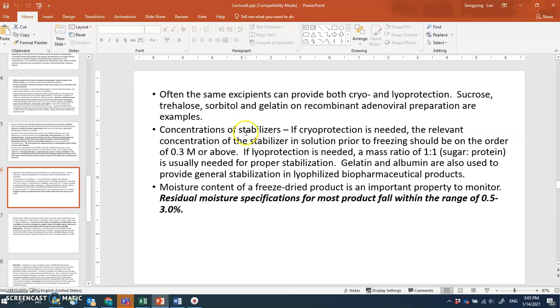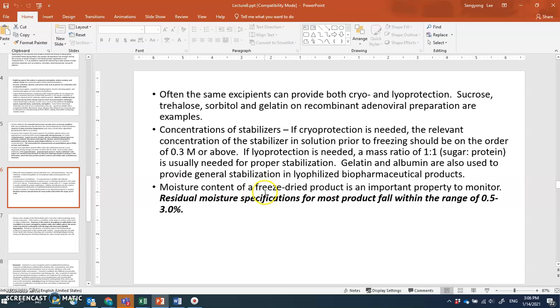Concentration of stabilizers. If cryoprotection is needed, the relevant concentration of stabilizers in solution is about 0.3 mole or above. Okay, so it's a lot of stabilizers. If lyoprotectant is needed, the mass ratio between the sugar and protein will be 1:1. Again, it's a lot, needed for proper stabilization. So gelatin and albumin are also used to provide stabilization during the lyophilization process, it says.